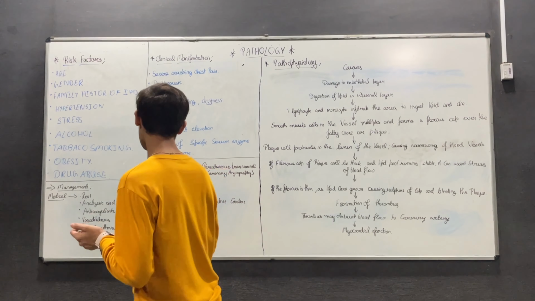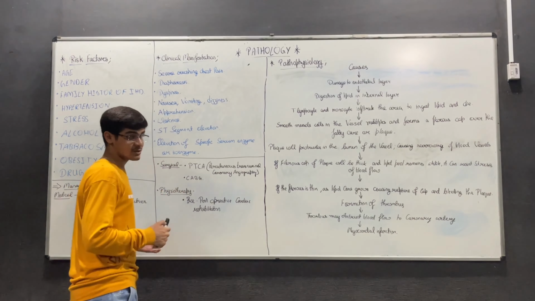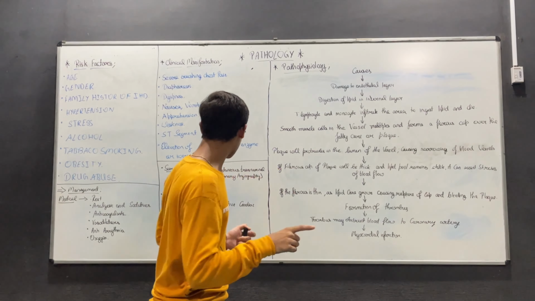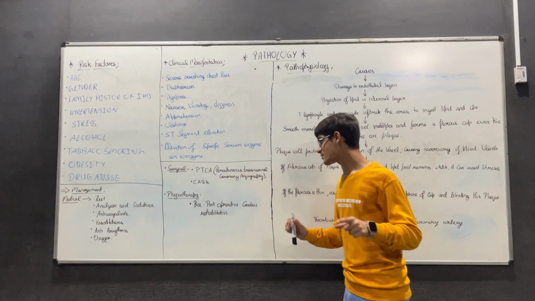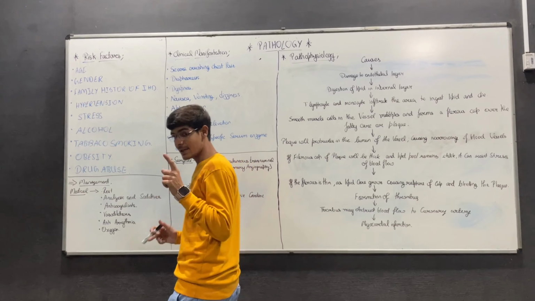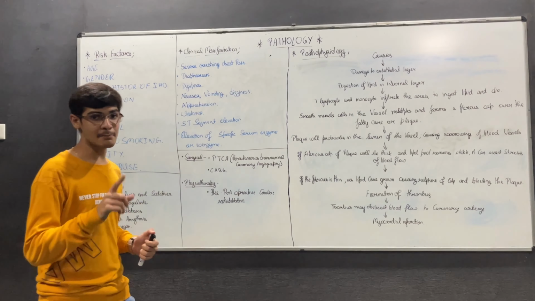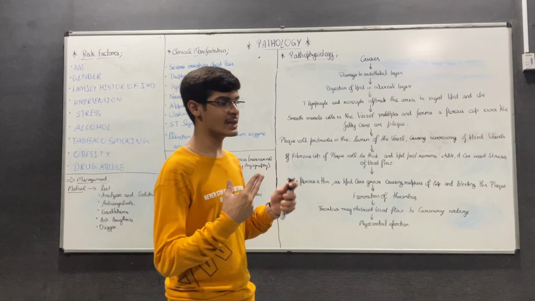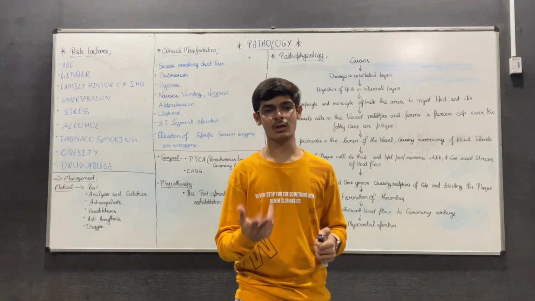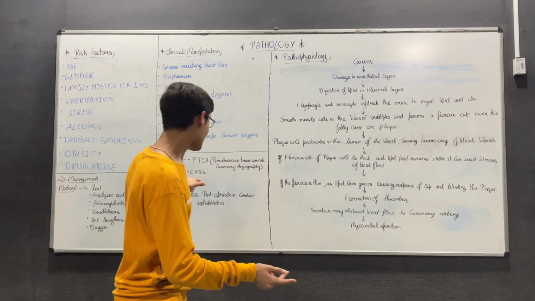So now let's see the surgical management. Surgical management is of two types. The first one is PTCA, which is percutaneous transluminal coronary angioplasty, and second is CABG, which is coronary artery bypass graft, which in layman's terms is known as bypass. Many people say that they have undergone bypass surgery. That is nothing but CABG.